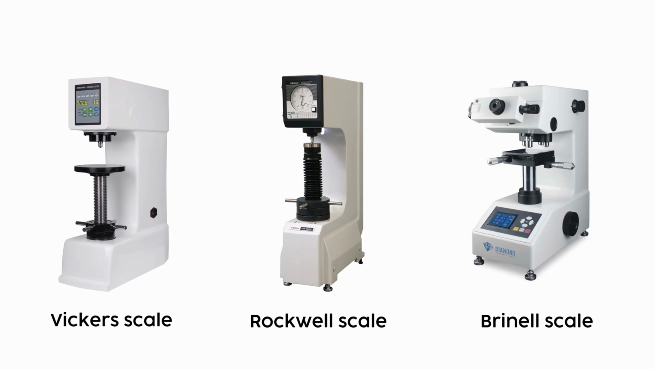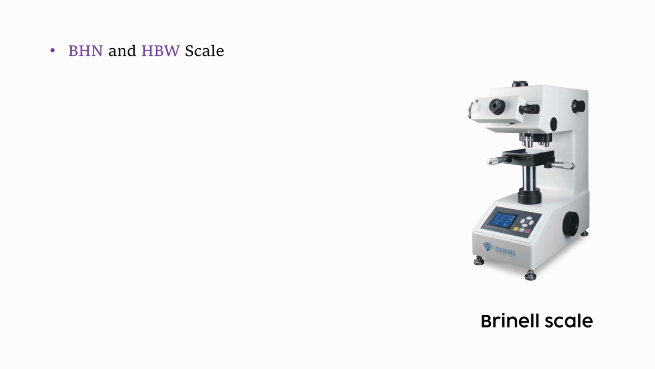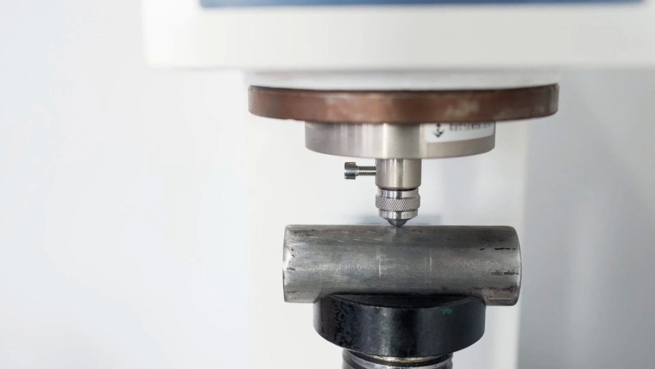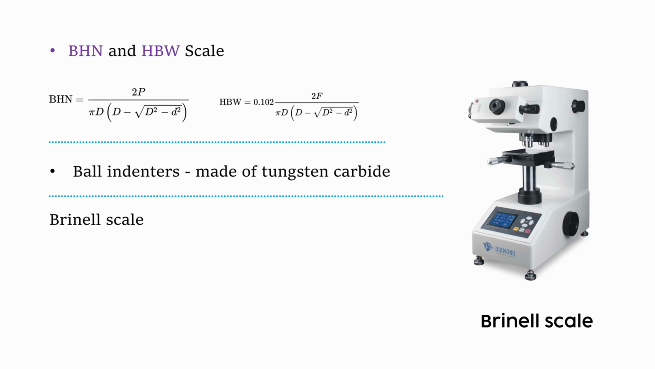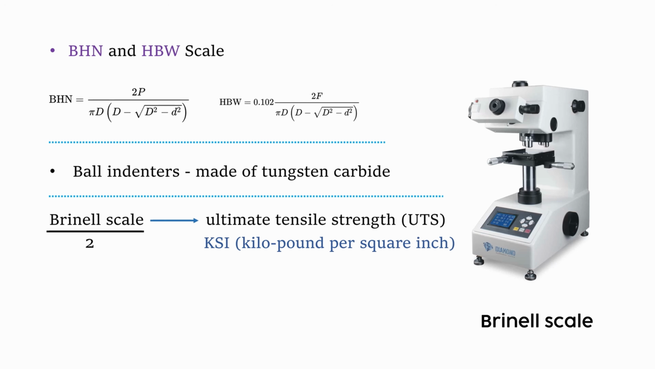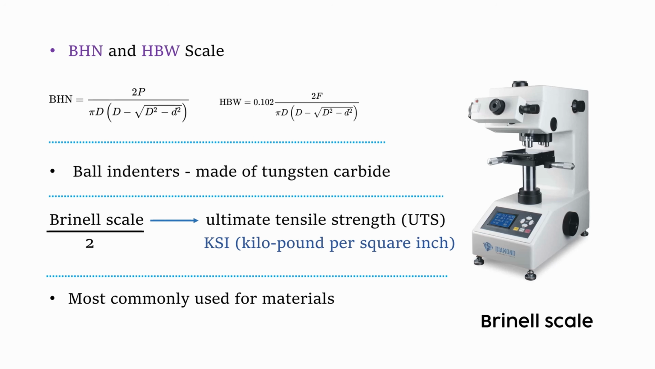Next is the Brinell scale, indicated by BHN or HBW, which has different formulas to calculate the hardness. These tests use ball indenters made of tungsten carbide. The Brinell scale is correlated with the ultimate tensile strength, UTS, of the material. For steel, if we divide the Brinell scale value by 2, it will provide the approximate UTS in KSI. The Brinell scale is most commonly used for materials with coarse structures such as cast parts. And this is it for the indentation hardness and their measuring units.